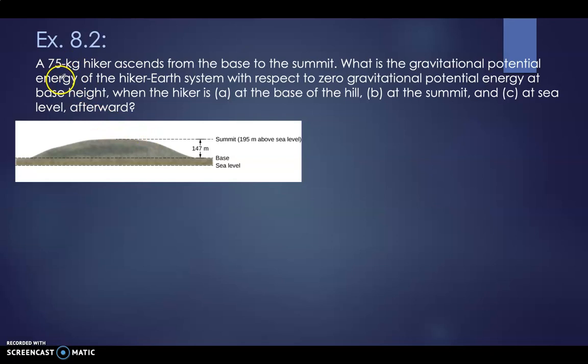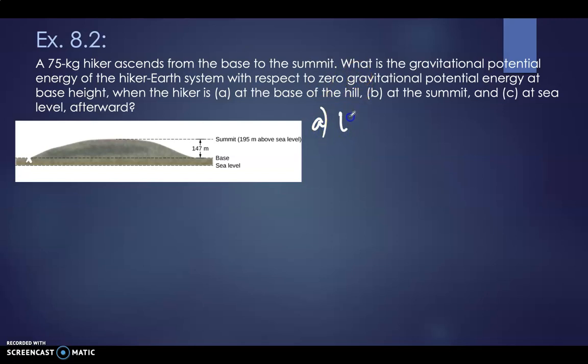It states that a 75 kilogram hiker ascends from the base of the summit, which would be here. Oops, that's in white, but you can see where I put the X. What is the gravitational potential energy of the hiker-Earth system with respect to zero gravitational potential energy at the base of the hill, when the hiker is at the base of the hill, at the summit, and at sea level afterward?